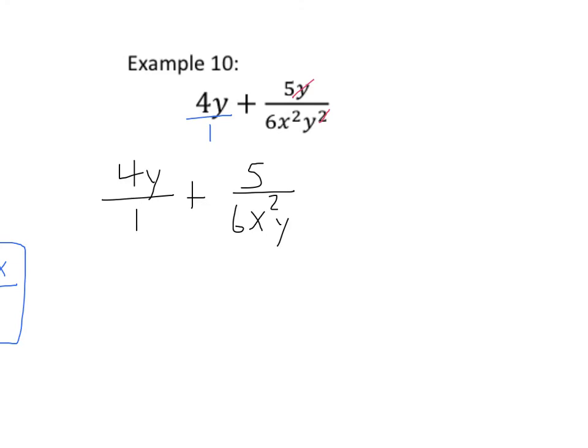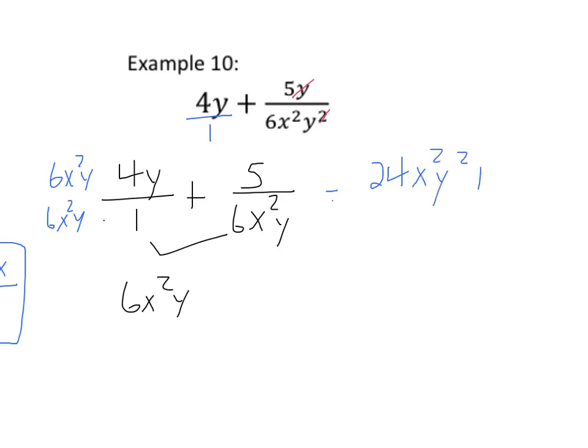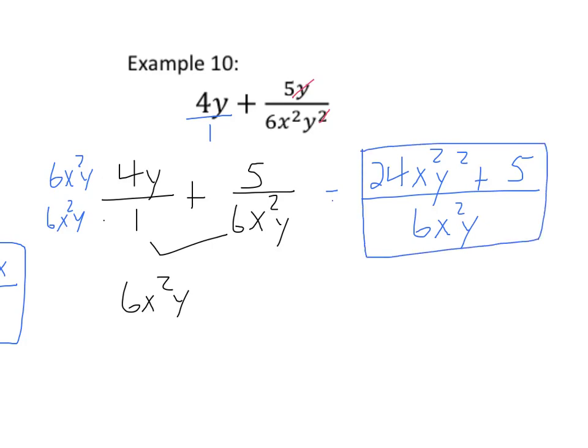So the common denominator between these two is easy. It's going to be 6x squared y. So I multiply this by 6x squared y, 6x squared y. So now we have 24x squared y squared plus 5, because that already had the common denominator, over 6x squared y. And this is considered finished.